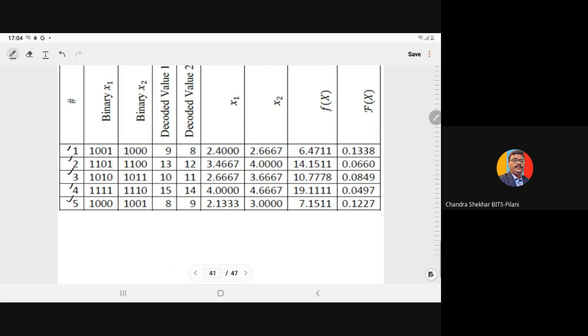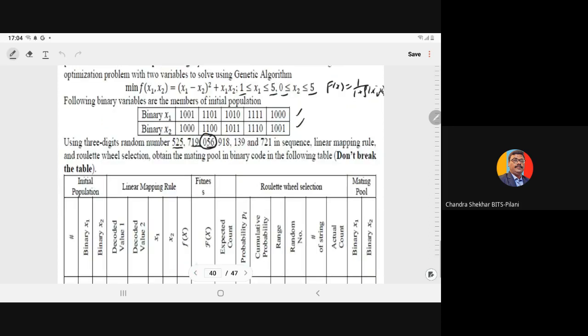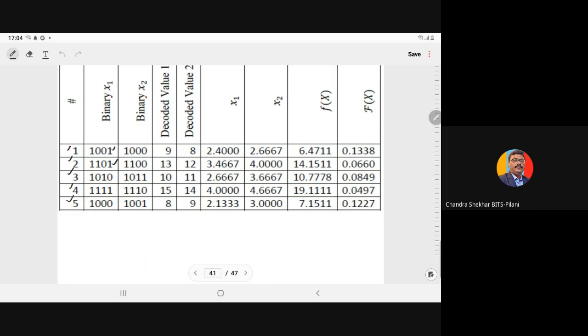So for the x1, it is given to you 1001, 1101, right? 1010, 1111, 1000. So in the sequence, we have taken for the x1, then for the x2, we have written here. So from here, the decoded value.